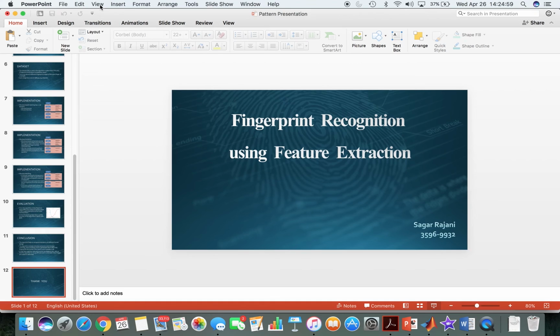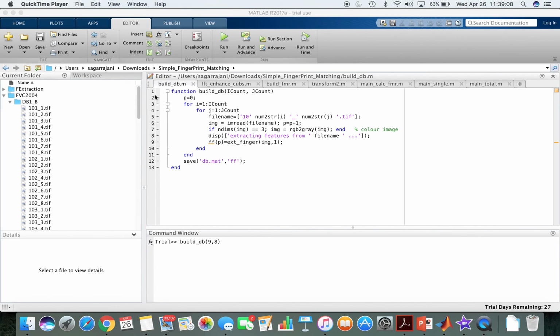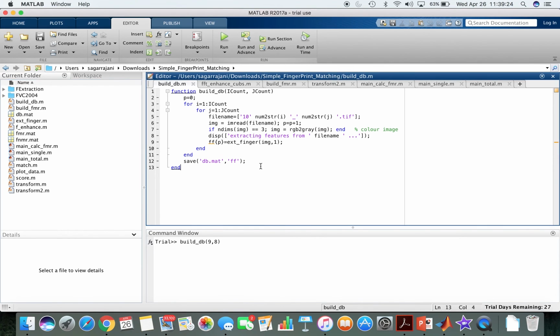Fingerprint recognition process using feature extraction. The dataset that I have used is FVC 2004, and it has the fingerprints of 10 different people with 8 images each. So the first thing that we're going to do is build a database by extracting the features from all the images and storing them in a file called dbmat.